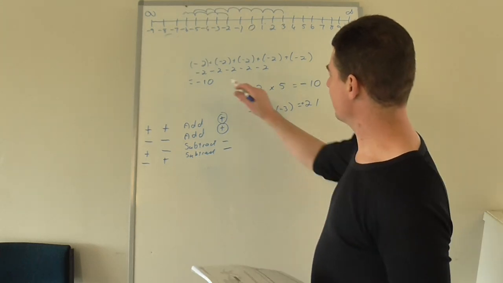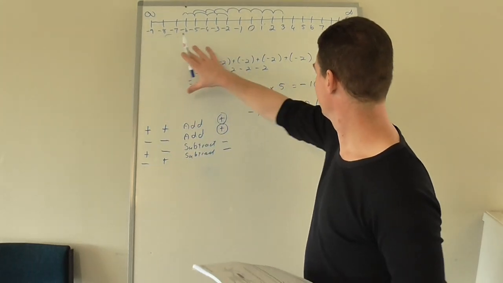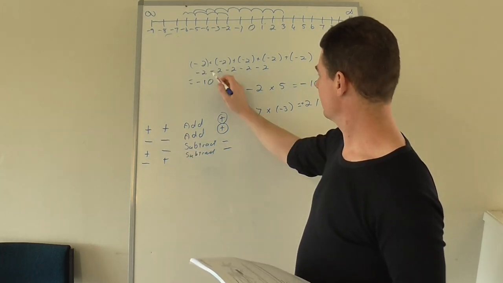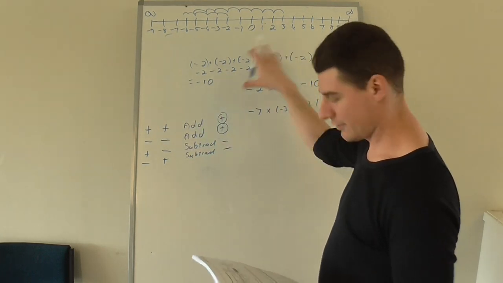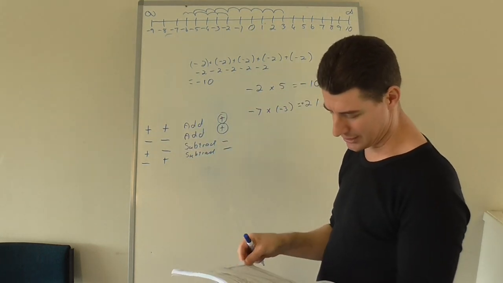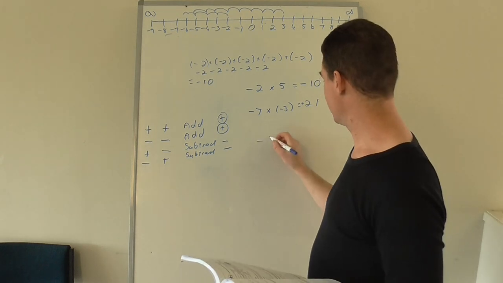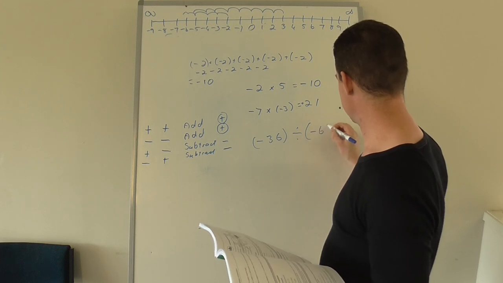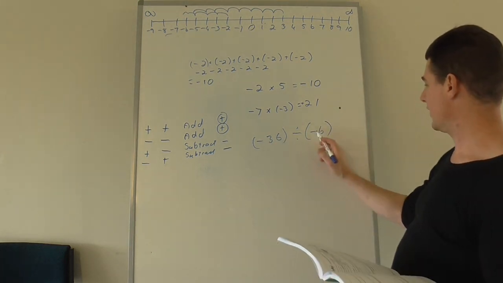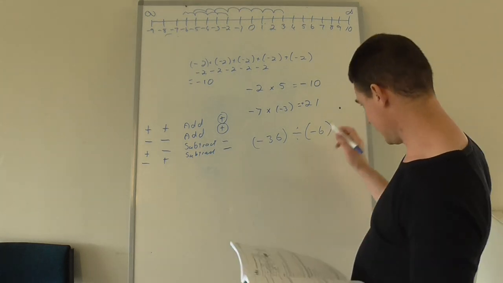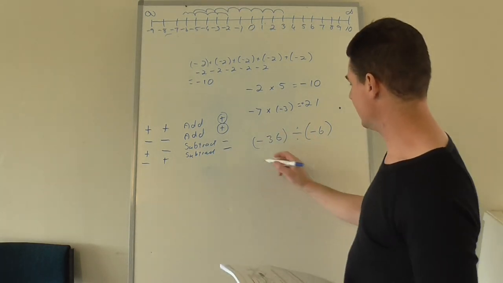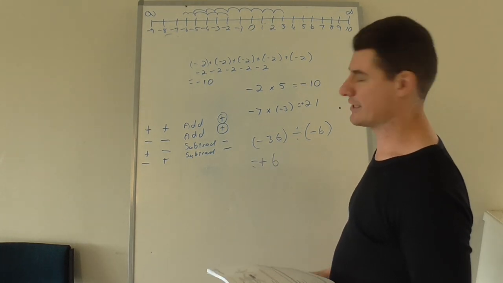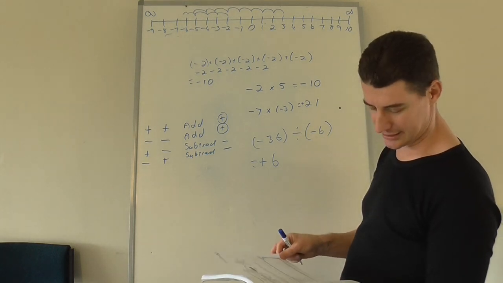These rules work for those types of sums where you've got a positive and a negative. The same works for division. If you have to divide, let's say you've got minus 36 divided by minus 6. Now remember, I've got a negative number divided by another negative number. So it's a positive. 36 divided by 6 is 6. So your answer there is 6.